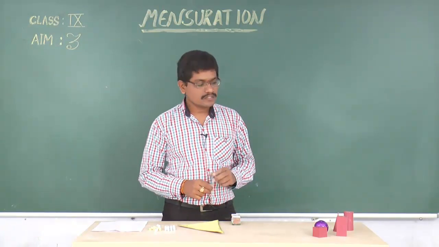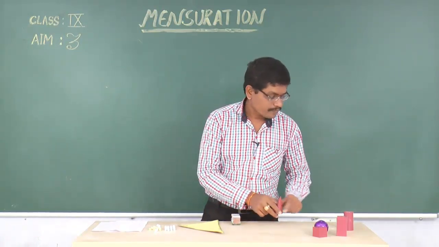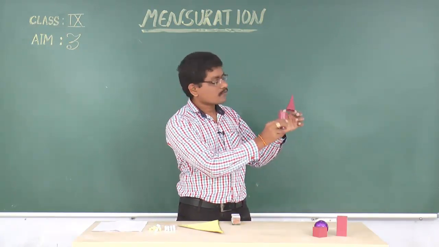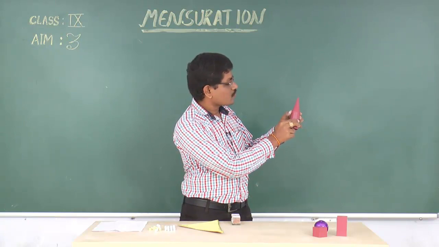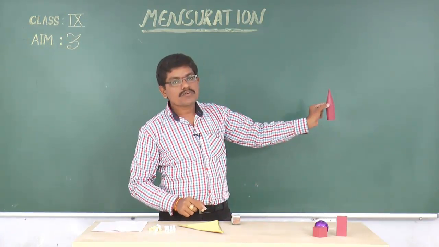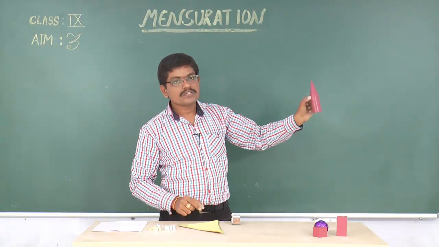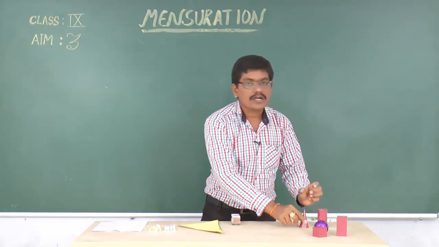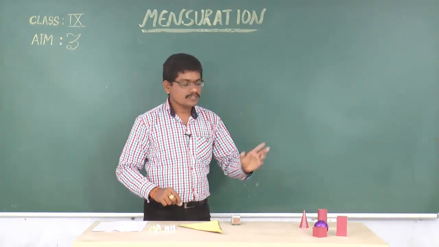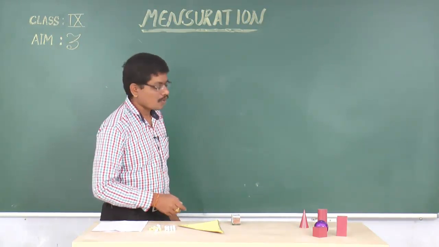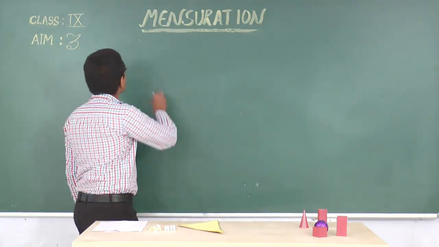Combined solids. That means if I take these two solids, if we join these two, then we will get one new type of solid here. Such type of solids, we will find the surface areas and volumes for these type of solids in this aim number 3. Now see the first one.